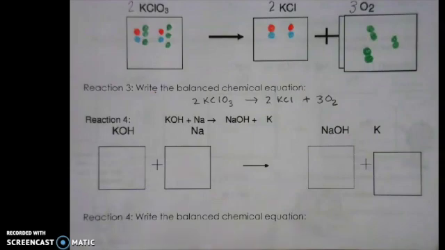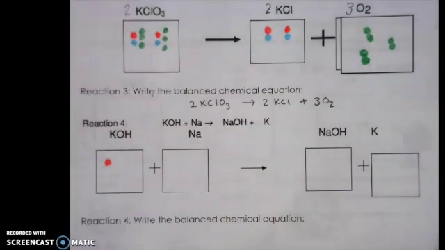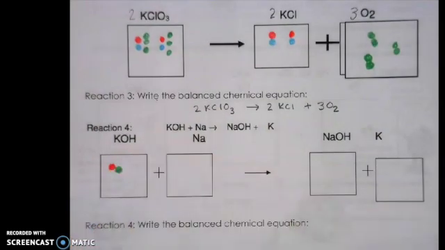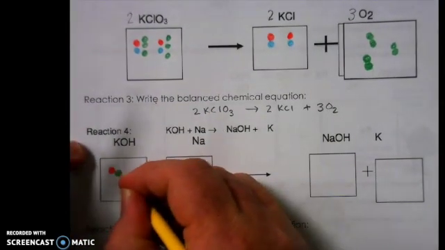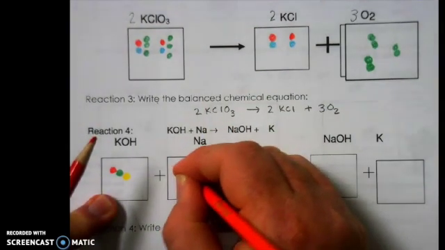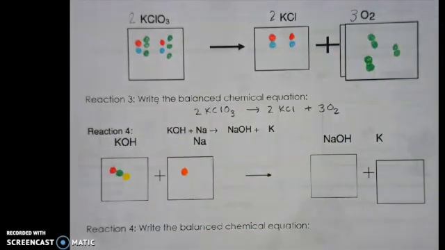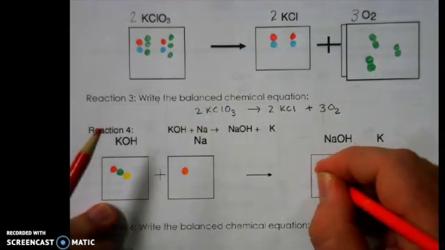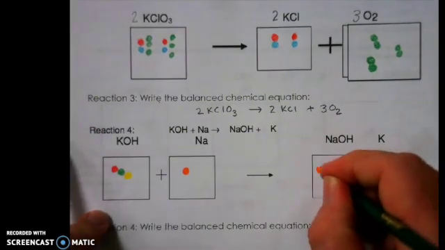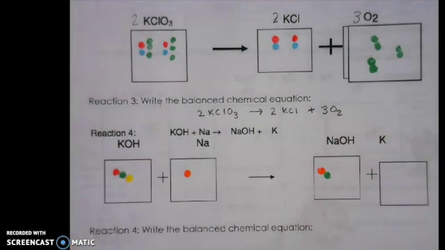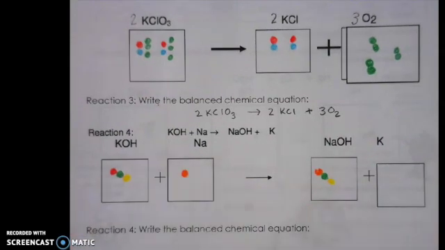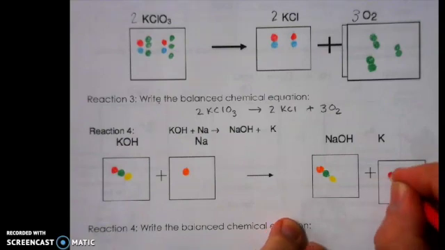We've got potassium, oxygen, and hydrogen. And then over here, we've got a sodium. So KOH plus sodium will yield NaOH, so a sodium, an oxygen, and a hydrogen. And then we've got potassium over there.